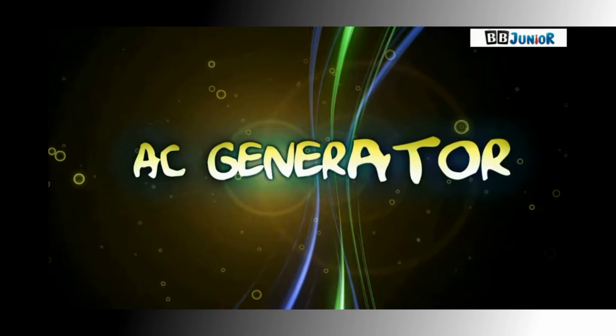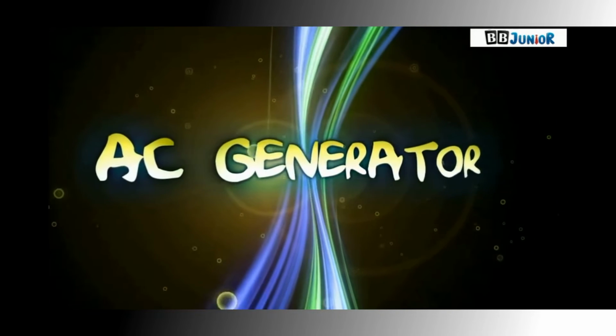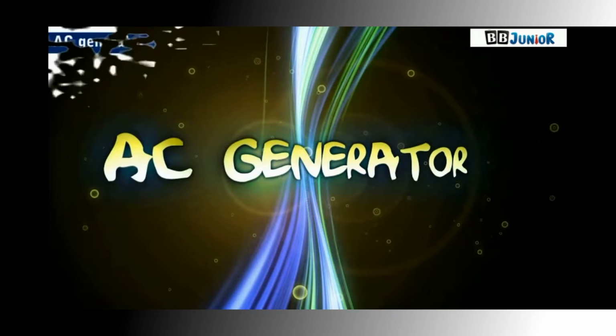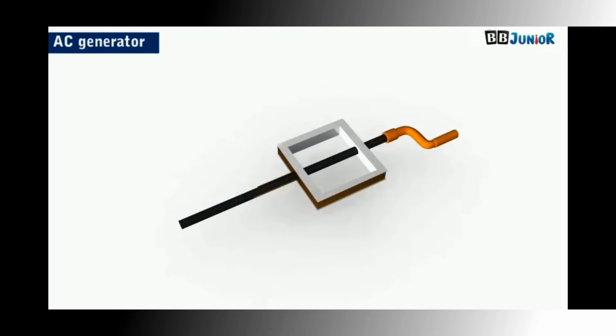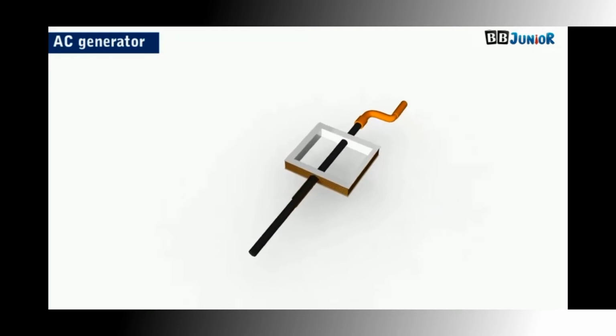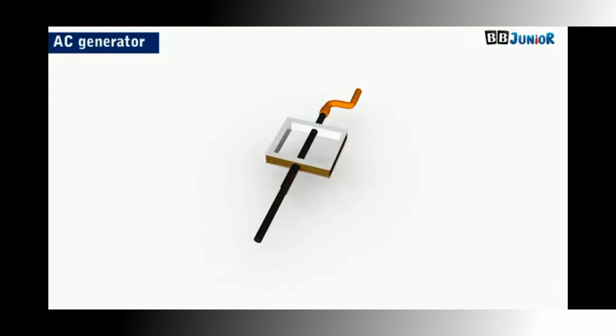In this module, we will be learning about AC generator. An AC generator converts mechanical energy into electrical energy. In its simplest form, an AC generator consists of a rectangular coil mounted on a rotor shaft. The coil is also referred to as the armature.